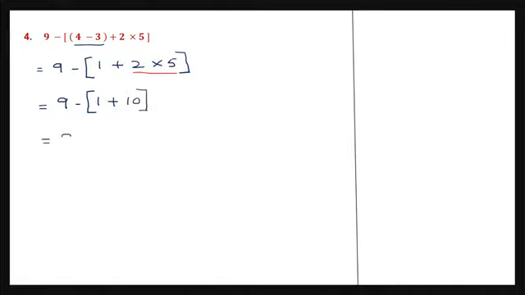We'll carry on. 9 minus, now open the square bracket. 1 plus 10 is 11. Now 9 minus 11, that is plus 9 minus 11. When signs are different, put the sign of the bigger number and subtract. 11 minus 9 is 2. So here the answer is minus 2.